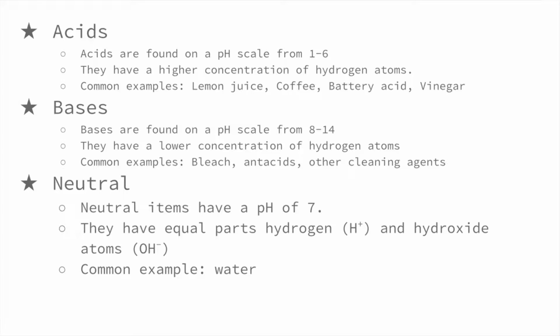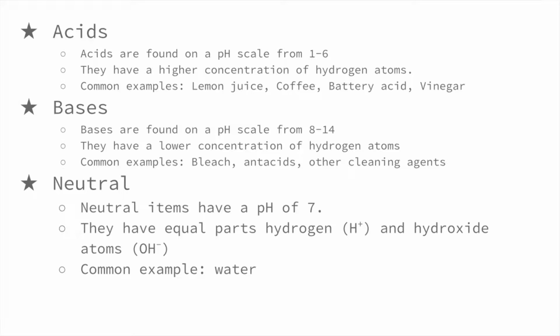Next, we're going to talk about the different parts of a pH scale. So we have your acids, bases, and neutral substances. Acids are found on the pH scale from 1 through 6. So anything in that range, 1 through 6, is considered an acidic substance. They have a higher concentration of hydrogen atoms.